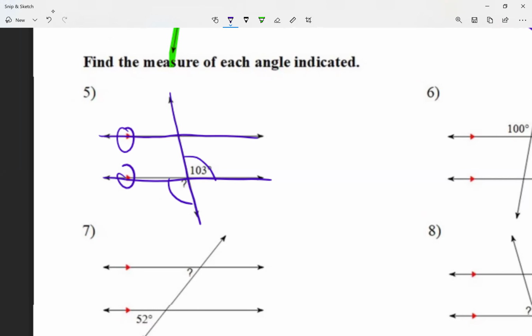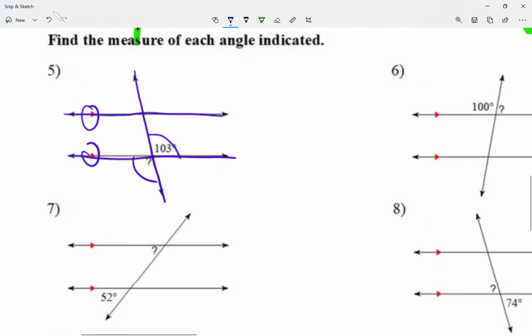Now, interesting part is that vertical and corresponding, let me just say it. Vertical and corresponding. Whenever I'm dealing with vertical angles or corresponding angles, those angles are equal to each other. So vertical angles are equal to each other. Corresponding angles are equal to each other.